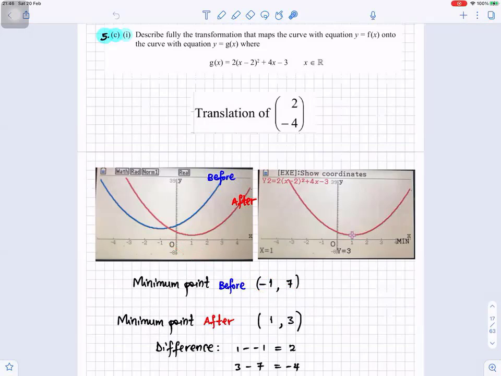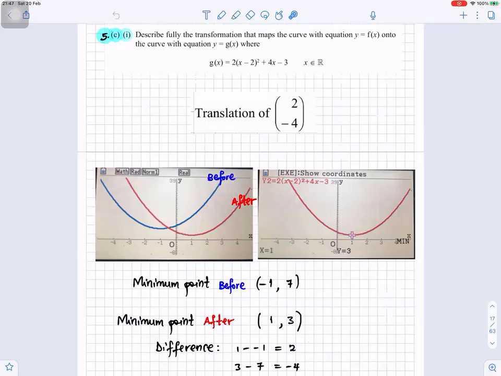But what is the minimum point after? The minimum point after is 1, 3. So what has changed the minimum point? What's the difference? The difference is after minus before. 1 minus minus 1 will give you 2. And then 3 minus 7 will give you minus 4. So the difference is 2 and minus 4.